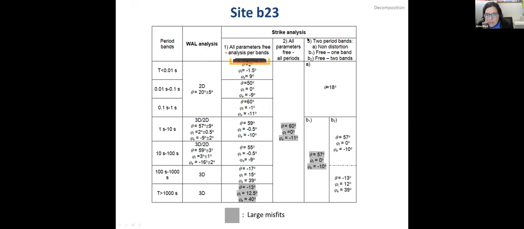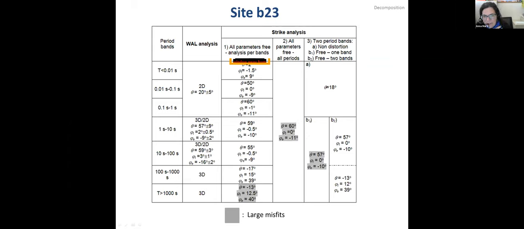The second analysis was to leave all the parameters free and do all the periods at the same time. So we obtained a single strike and a single value of the twist and the shear, but the misfits were not very good. And the last analysis was done in 2 period bands, or 3 in this case. For the short periods, I left no distortion, which is what I expected from the WALDIM analysis. So it fitted, no problem.